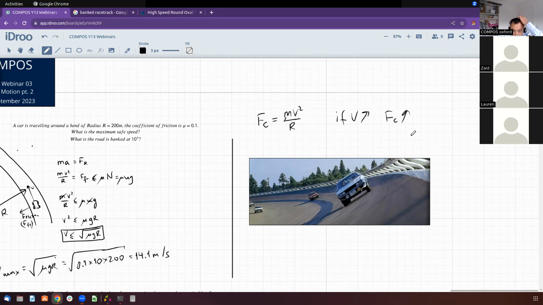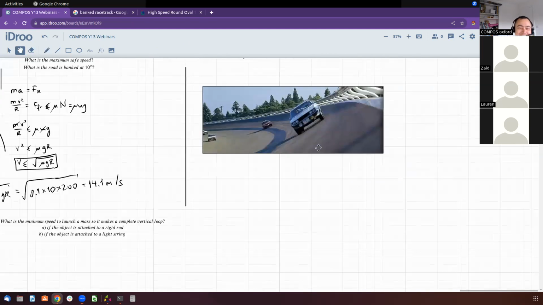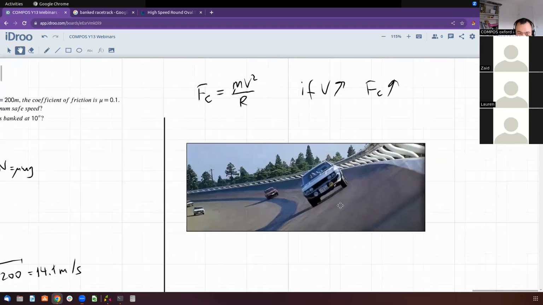Well, oh, you mean parallel to the road? Sort of, yeah. Okay, fair enough. You could argue that way. Okay. So we need to see which forces.